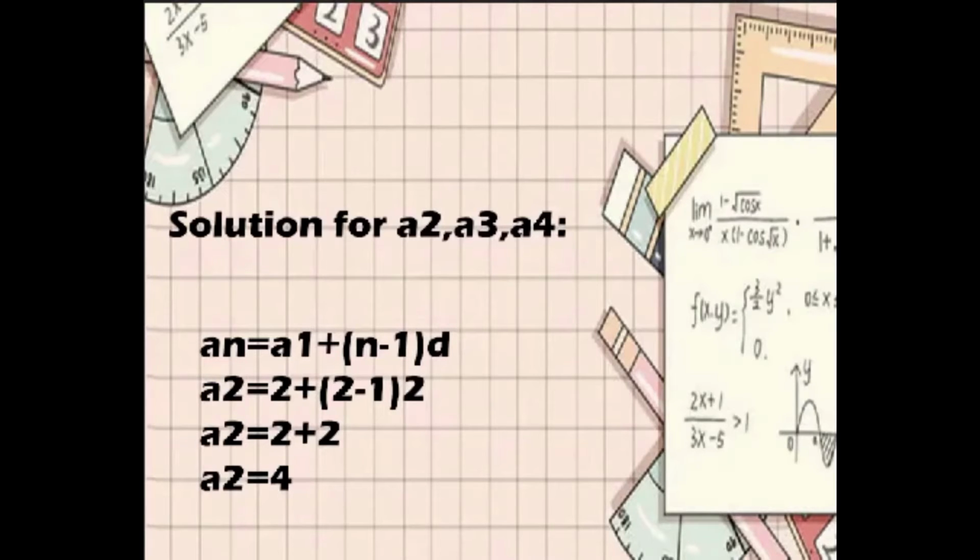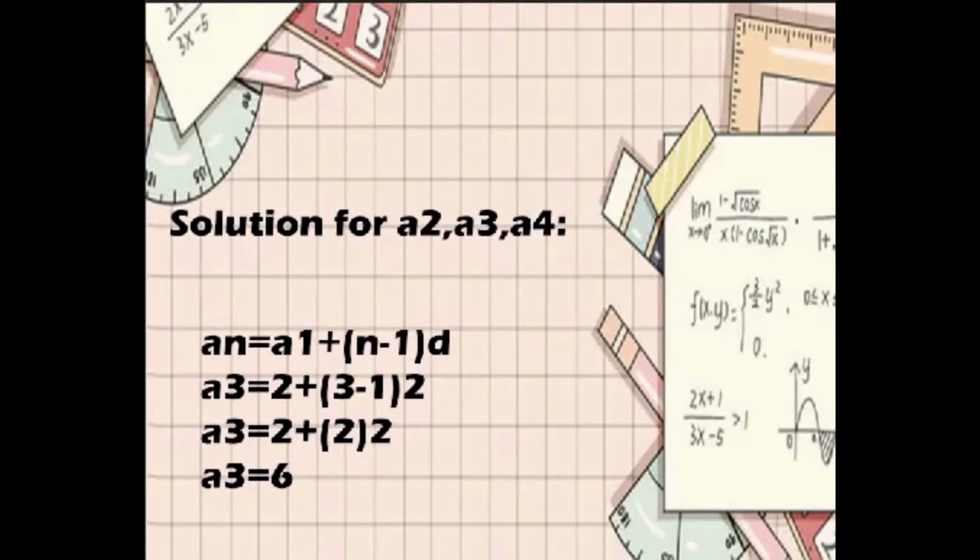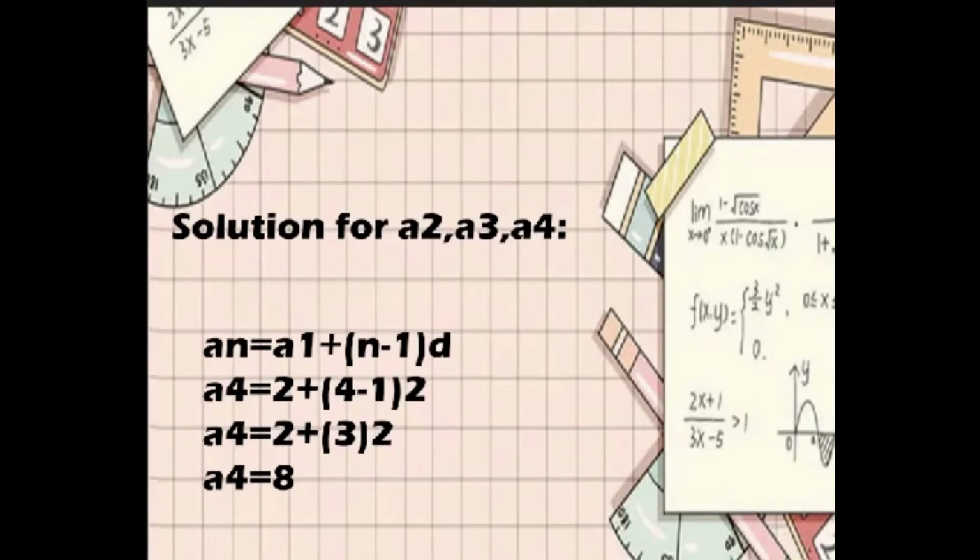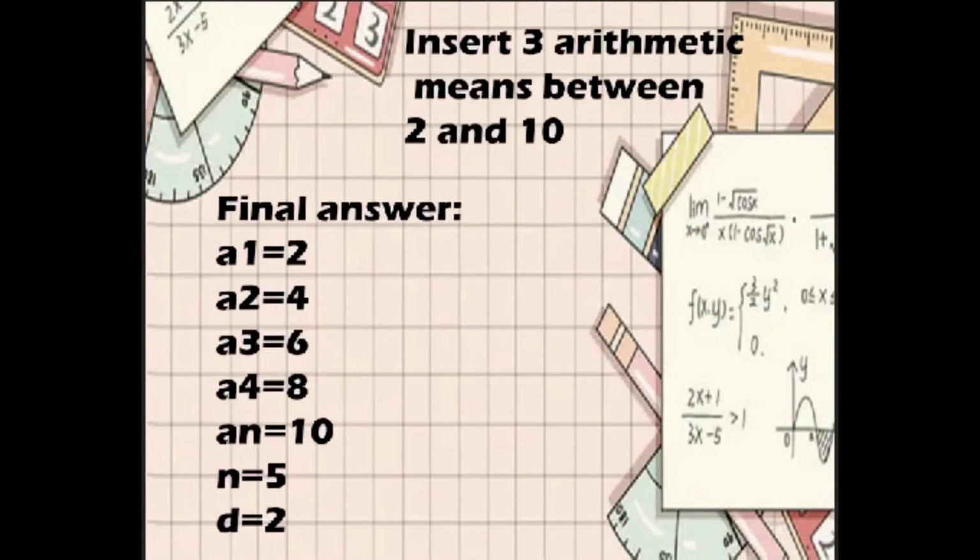Then simplify, it becomes a sub 2 is equal to 2 plus 2. Then a sub 2 is equal to 4. Same process for a sub 3 and a sub 4. For the final answer, the arithmetic means between 2 and 10 are 4, 6, and 8. So the whole sequence is 2, 4, 6, 8, and 10.